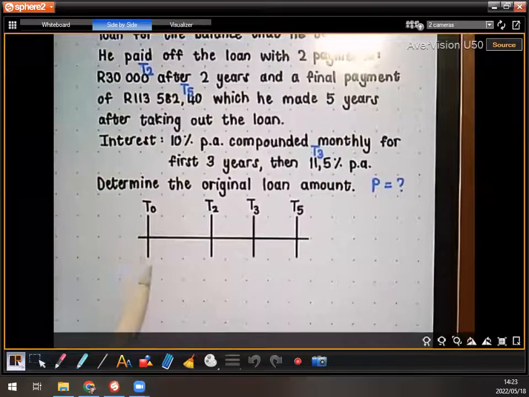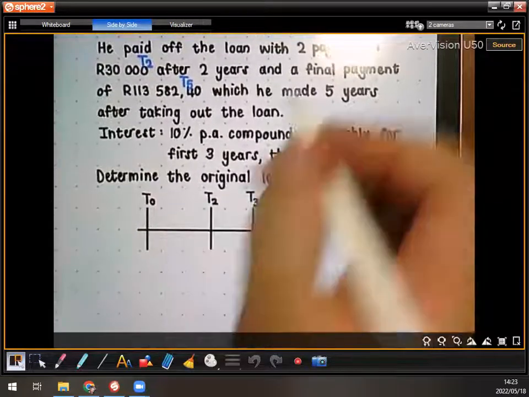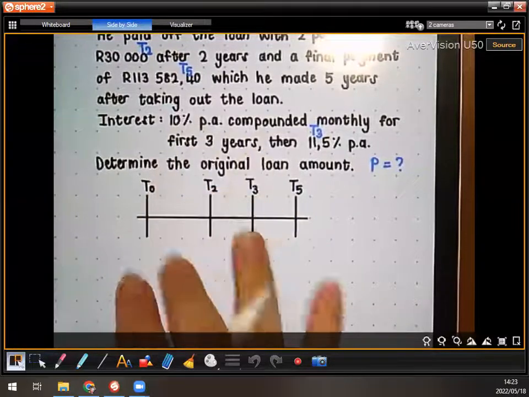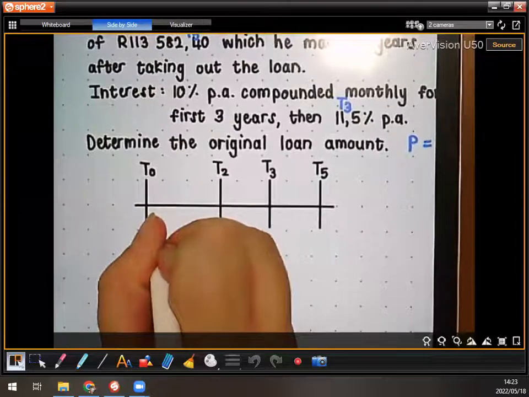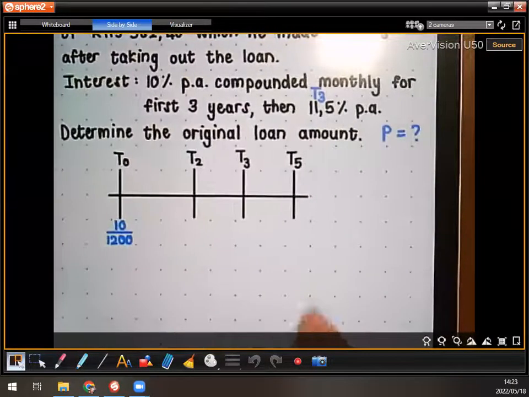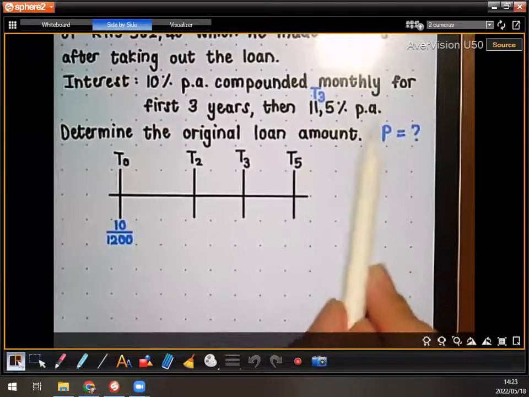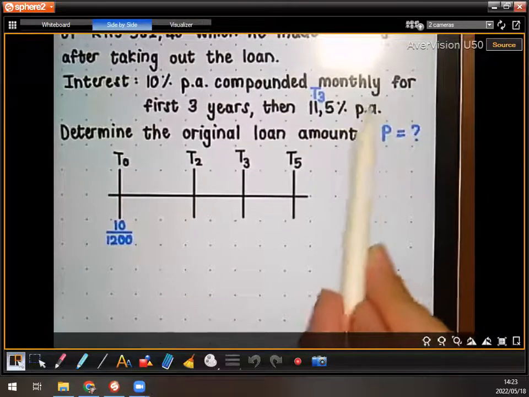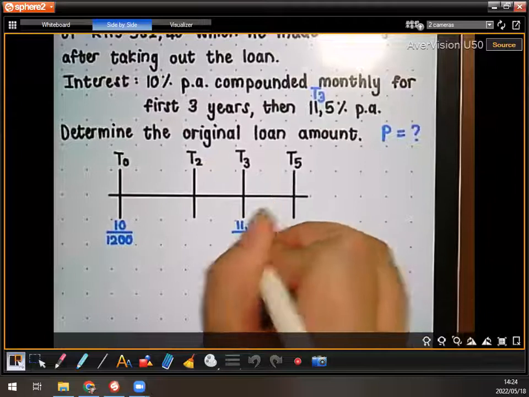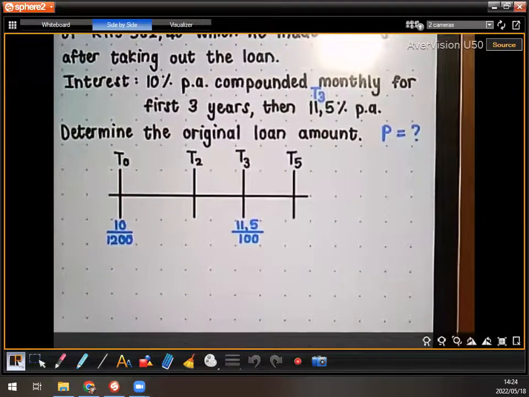Okay, now what's happening at T0? We don't actually know what amount is being taken out of the loan, right? So I'm just going to put a P0. Actually, we need to put our interest rates first. Remember, interest rates always first. So the first one was 10% monthly. So that is 10 over 1200, right? And then that was for the first 3 years. So after 3 years, it changed to 11.5% per annum. And guys, if they're just saying per annum, what does that mean? Over 100, right? Annually, once a year. Okay, so at T3, it's changing to 11.5 over 100. Okay, now I'm going to put my P over there. All right, we don't know what amount was taken out for the loan.